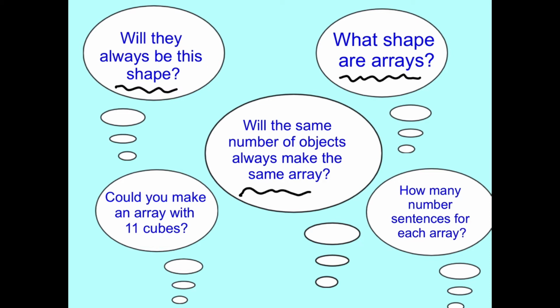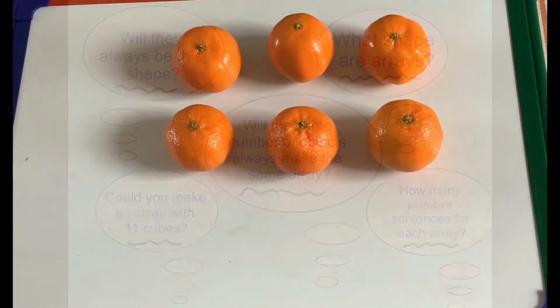Will the same number of objects always make the same array, or can you arrange them in different ways to make different arrays? Could you make an array with 11 cubes? Can you make an array with an odd number? Because the ones we've looked at so far have been even numbers, so could you try and make an array with an odd number? And how many number sentences will there be for each array? Will there always be 2 times and 2 divides, or will it sometimes be different?